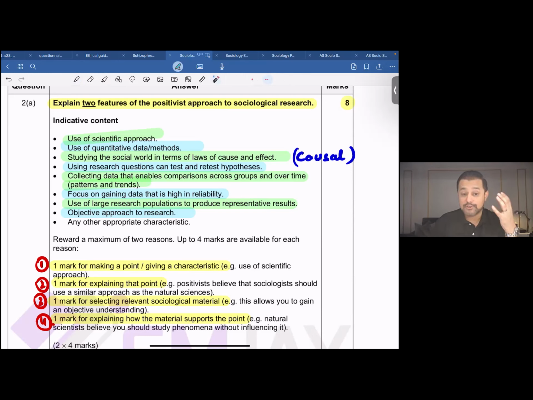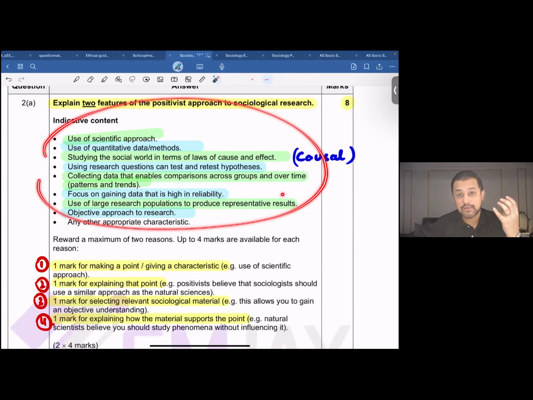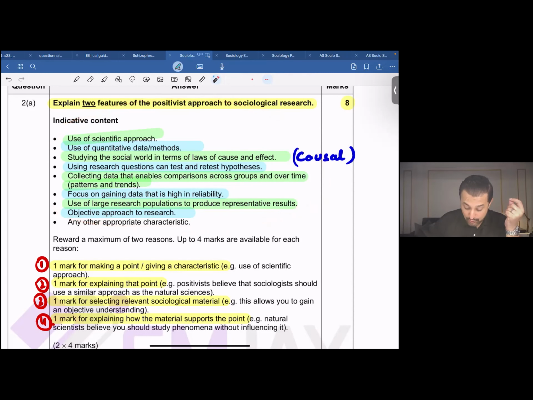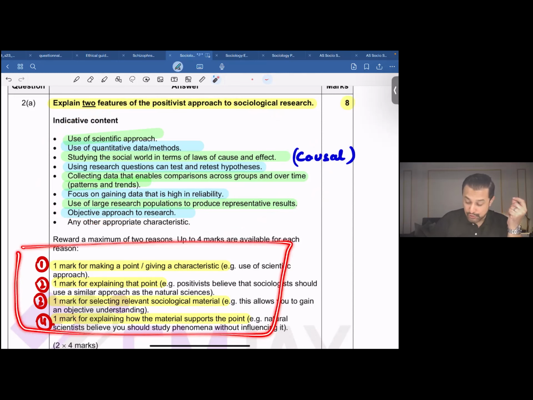So how do you get marks over here? You get the first mark for making a point or giving a characteristic. You get the second mark for explaining that particular point. You get the third mark for selecting relevant sociological material. You get the fourth mark for explaining how the material supports the point, right? Now, a point should be picked up from here or beyond this list only when you are confident that you can cater to all 4 of these requirements, right? Do not just use the first point that you come across. Do not just use any point that comes to your mind.